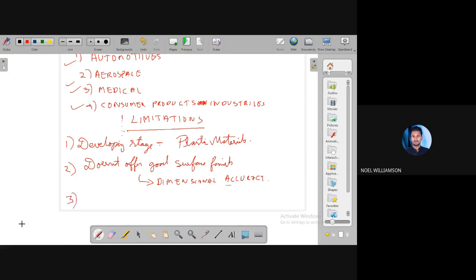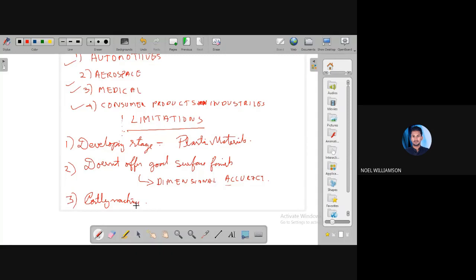Third one, these machines which produce the working model or the prototypes will be very costly. Costly machines. So these are the main limitations.